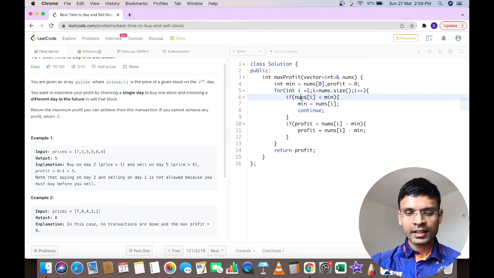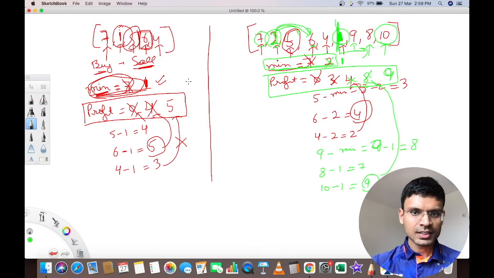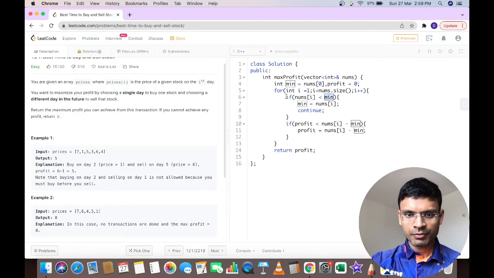and we are comparing the current value, the current index value with the min. And if the current value is less than the min, we need to update the min value, right? So that's what we were doing here. So the current min was 7, the next value was 2, so we need to update the min value from 7 to 2. So that's what we are doing here, and we are directly doing a continue so that we don't have to check this if condition.